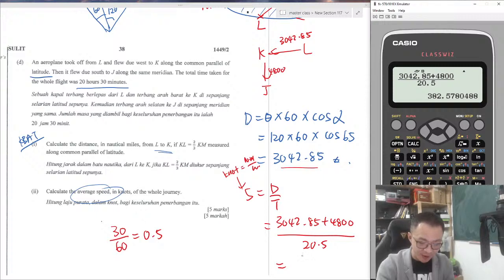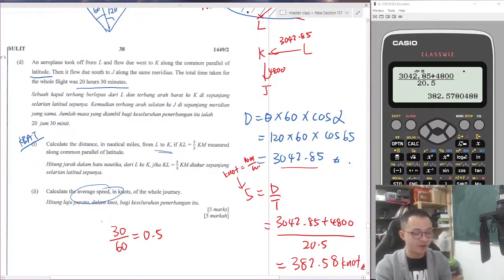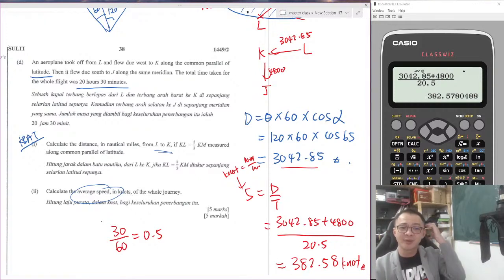So yeah, the average speed is 382.58. Done, 12 marks. I will say the D1 is a little bit hard, but D2 is actually quite easy.